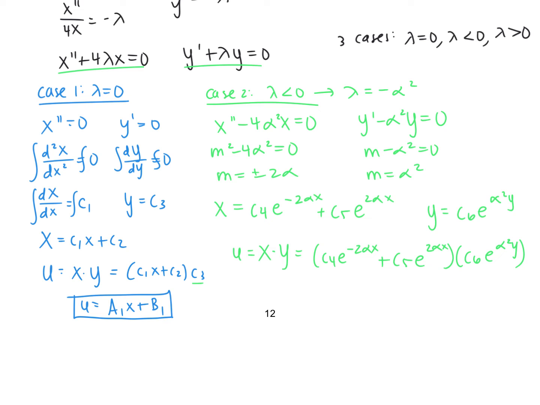So simplifying that a little bit, when we multiply these two, our u ends up being a constant, which I'm going to call a2, times e to the negative 2 alpha x, add alpha squared y. Then we have another constant times e to the 2 alpha x, add alpha squared y.